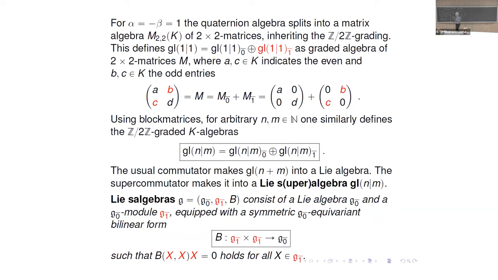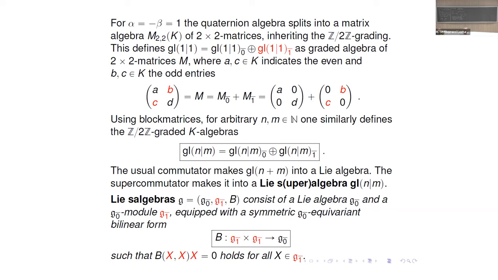Using the sign rule, you can rewrite this definition of a super Lie algebra in a more convenient way. A super Lie algebra is an ordinary algebra with an even part. As a vector space, it's a direct sum, even and odd. The even part is a Lie algebra with the usual commutator bracket. G1 is a G0 module in the sense of a Lie algebra module. And then you have a bilinear map from the odd part to the even part, which is symmetric if you exchange these two variables, and equivariant. We call this the adjoint representation. This is a G0 module itself. This was by definition a module, and so this should be equivariant.